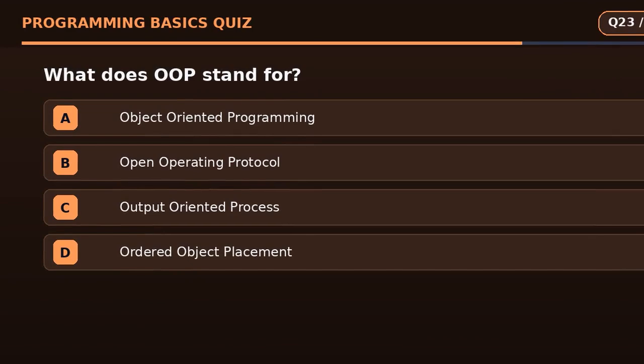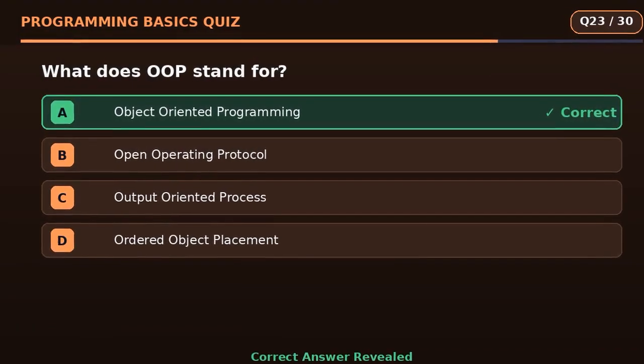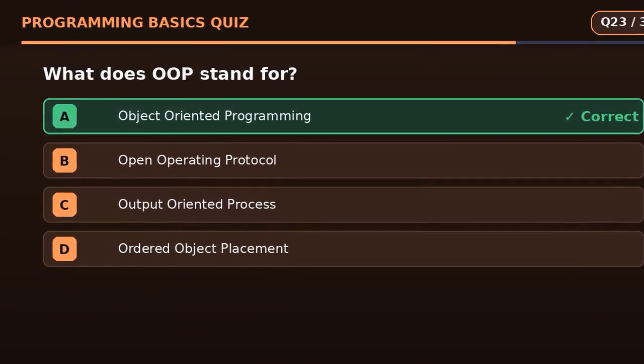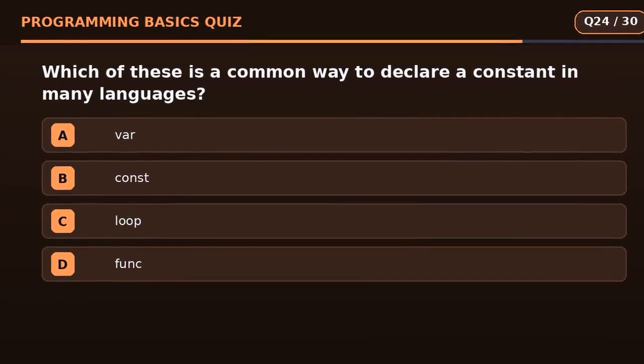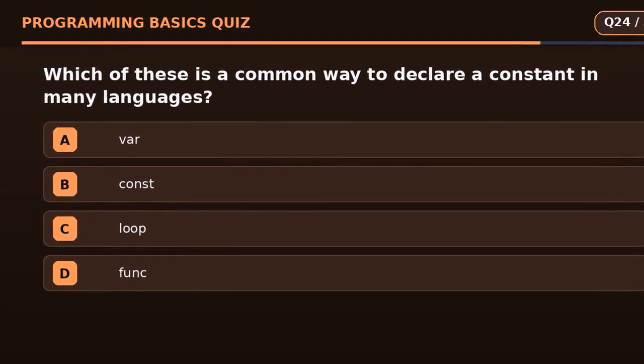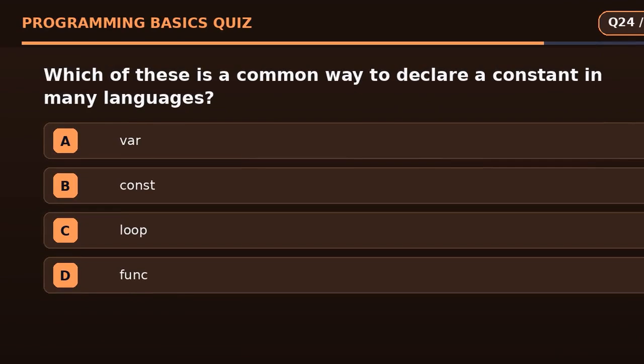Question 23. What does OOP stand for? Option A. Object-oriented programming. Option B. Open Operating Protocol. Option C. Output-oriented process. Option D. Ordered object placement. The correct answer is option A. Object-oriented programming.